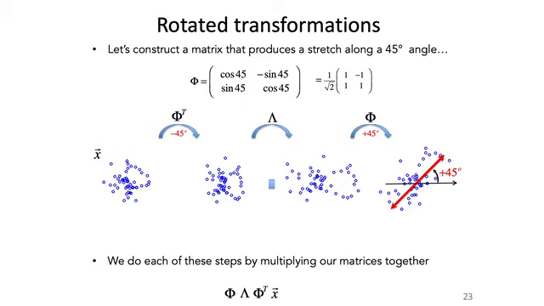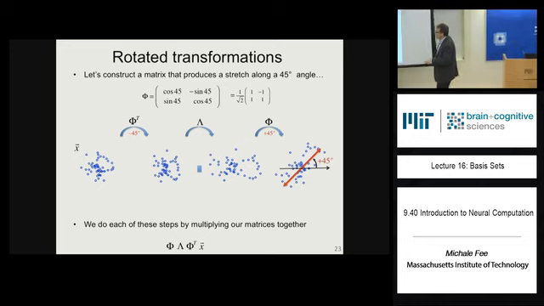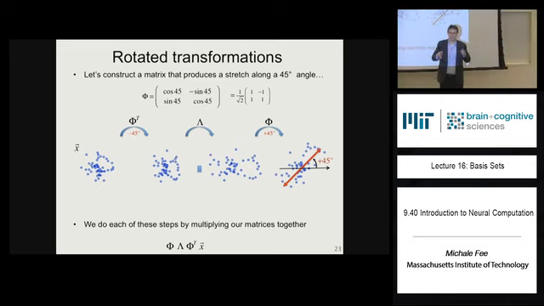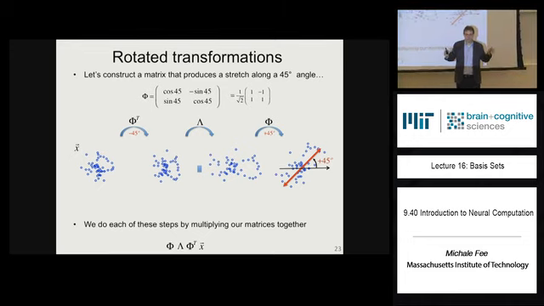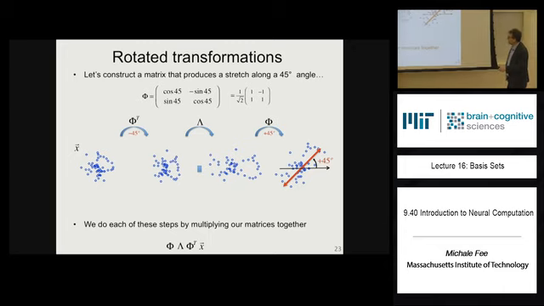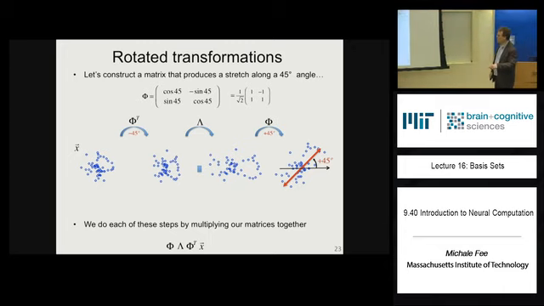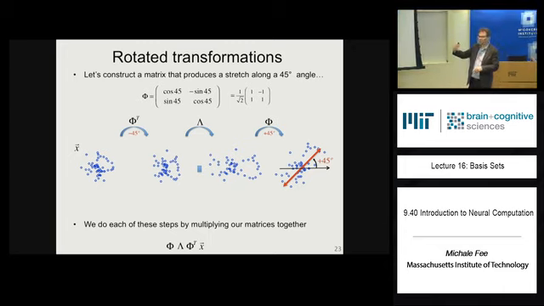Okay? So that's it. That's how you produce an arbitrary stretch or compression of data in an arbitrary direction. All right? You take the data, the vector, you multiply it by a rotation matrix transpose, multiply it by a stretch matrix, a diagonal matrix, and multiply it by a rotation matrix. Okay? Rotate, stretch, unrotate.